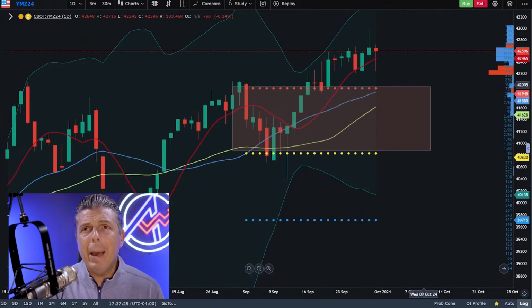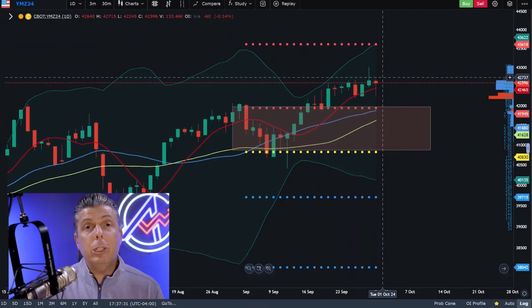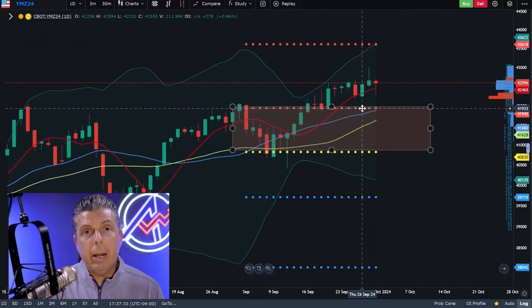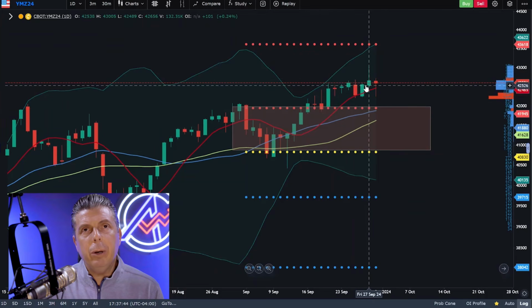I'm going to go to the YM because the YM is interesting here because it's the strongest market of all the major indexes. Right now, it's stronger than Dow. I'm sorry, this is the Dow. It's stronger than the S&P. It's stronger than Nasdaq. It's far stronger than Russell. And so right now, this is the upside leader of the market.